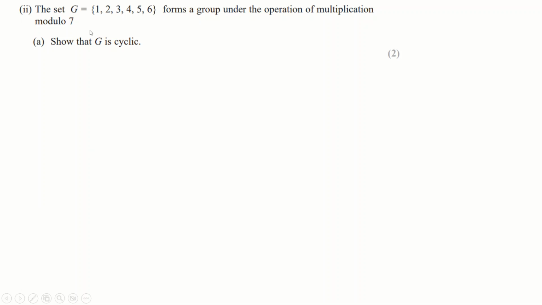Two then, we have this set G, which is modulo 7 multiplication. Show G is cyclic. Now to be cyclic, you just need to find one thing in G and show that if you apply the operation to itself a bunch of times, you can create all of the others. Now 1 clearly doesn't work because 1 times 1 is still 1, times 1 is still 1, times 1 is still 1. You're not going to get any others.